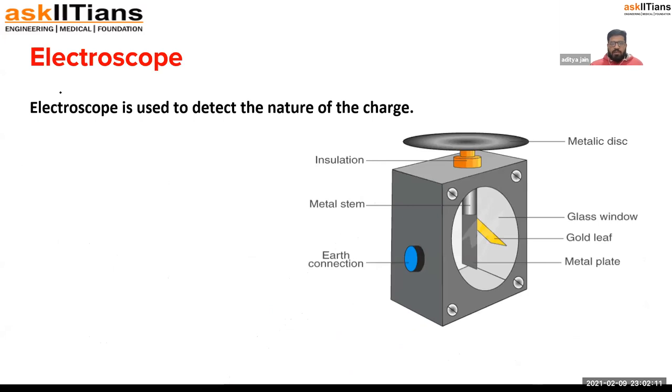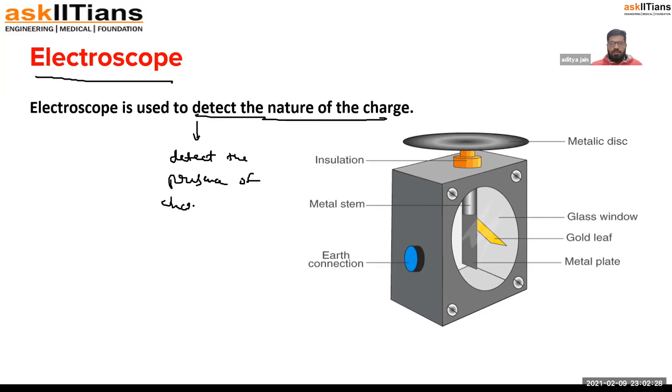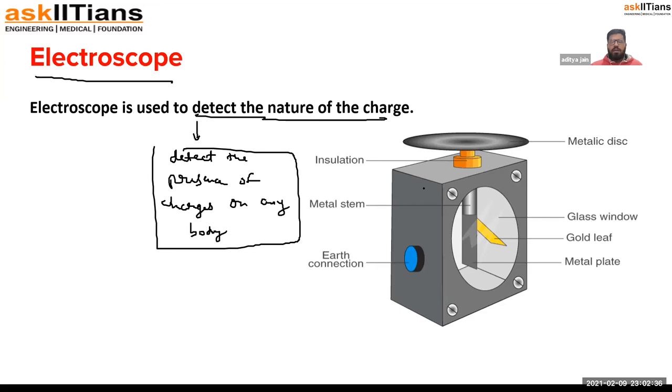Now see, this is an electroscope. An electroscope is basically a device which is used to detect the nature of charges, or you can say to detect the presence of charges on any body. Okay, so this is a device.